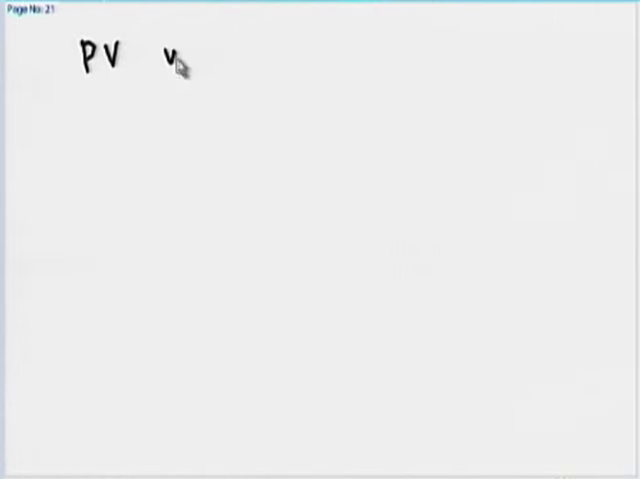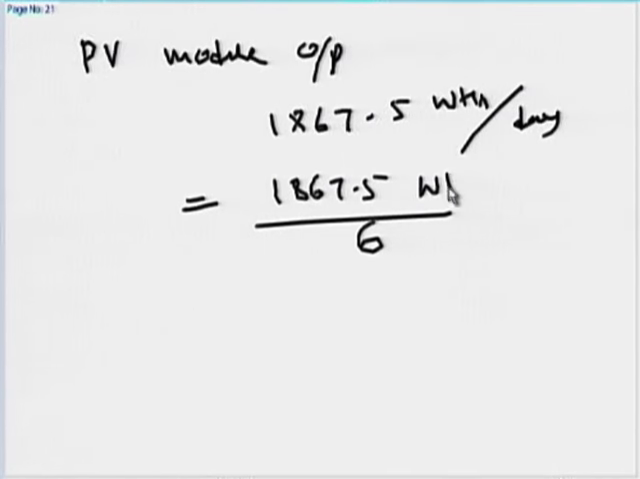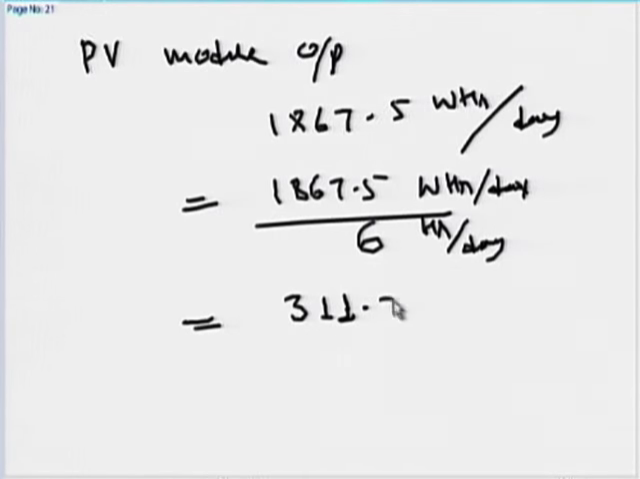So, my PV module output requirement was 1867.5 watt hour per day, and my solar radiation available to me is 6 hours per day, right? 6 hours of 1000 watt per meter square. If I divide this by 6, watt hour divided by hours per day, both on a per day basis, what do I get? I get 311.25, and this is watt. This is nothing other than watt peak, because I have taken 6 hours of 1000 watt per meter square. So, now my module has to be a 311 watt peak module. Okay, fine.